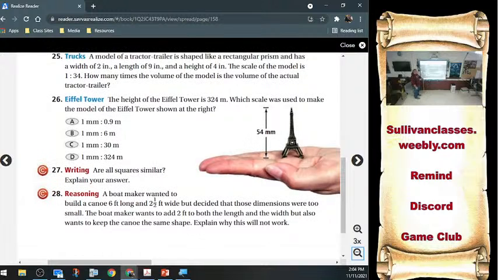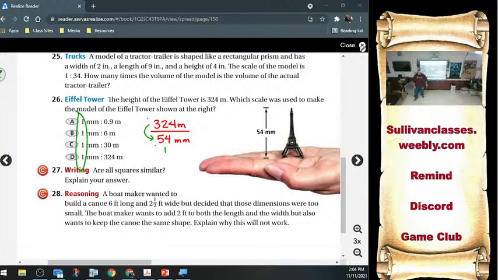Regular Eiffel Tower is 324 meters. The model is 54 millimeters. What scale was used to do that? See how they all have 1 millimeter? That means I want to take my 324 meters to 54 millimeters. I want to divide by the millimeters so that this ends up being 1. Right? Divide this by 54, divide this by 54. Because 54 divided by 54 is 1.